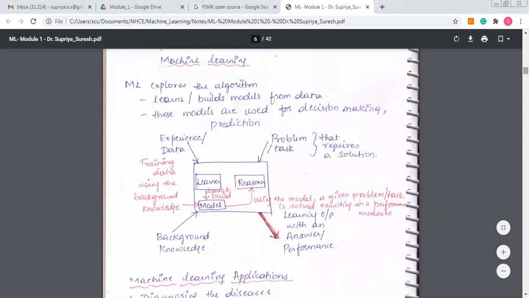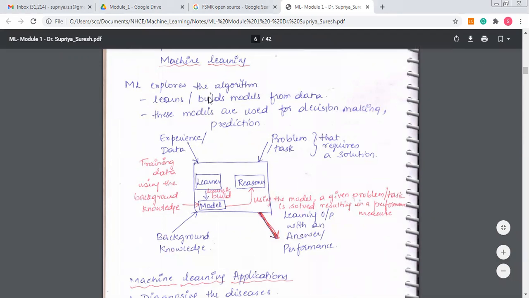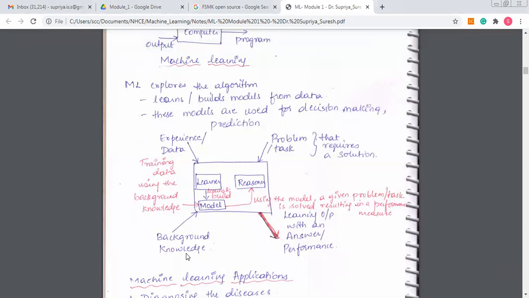So these models are used for decision making. So how does the model look like? Here is a model that I'm just giving you. ML explores the algorithm. How does it explore? As I told you, I would be giving the training data using my background knowledge. Certain things I've highlighted in red for your understanding. So the background knowledge, I'm going to give all my training data, as I told you, my input as well as its corresponding output. I'm giving it to the model.